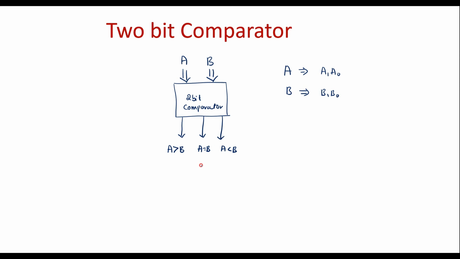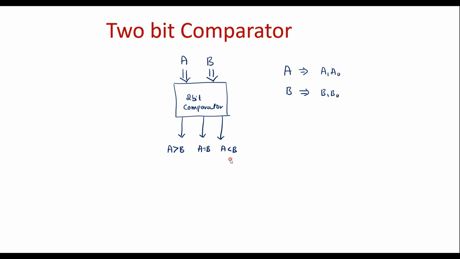To implement this, first we are supposed to write the truth table. In the truth table, we have two numbers A and B. Each number consists of two bits. It means that we have four inputs, A1, A0, B1, B0, because A is 2 bits and B is 2 bits. In total we have 4 bits. Each number has 2 bits. So our inputs are A1, A0, B1, B0, and outputs are A greater than B, A equal to B, and A less than B.